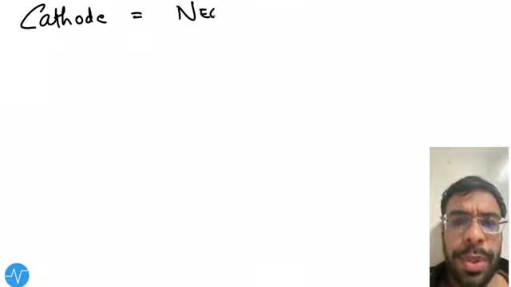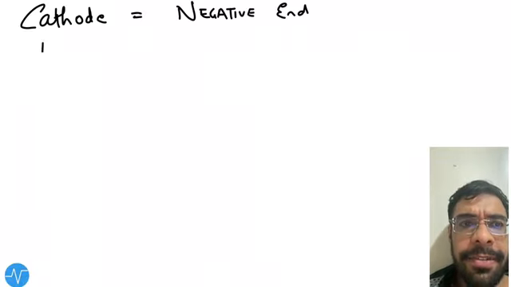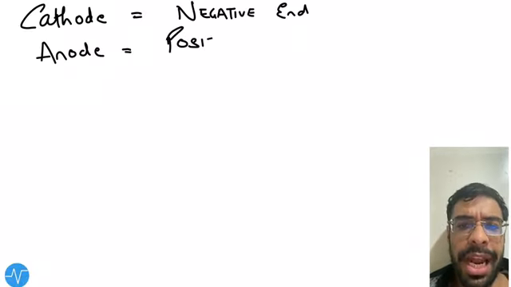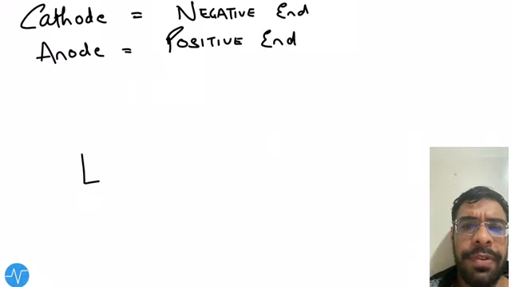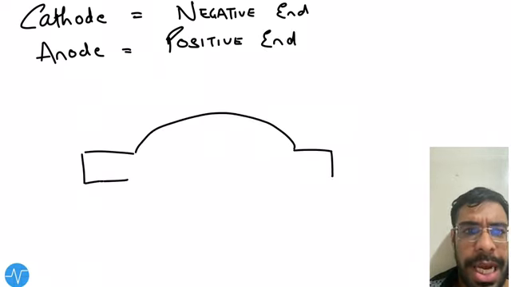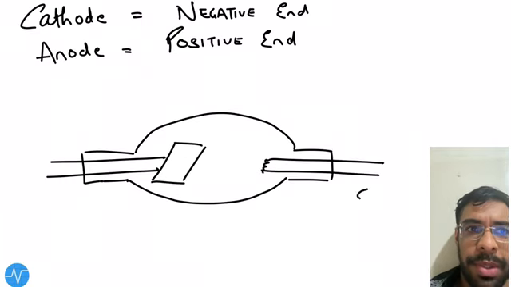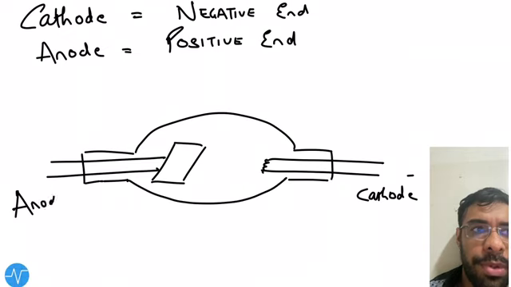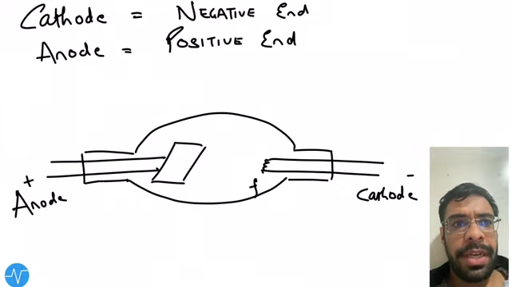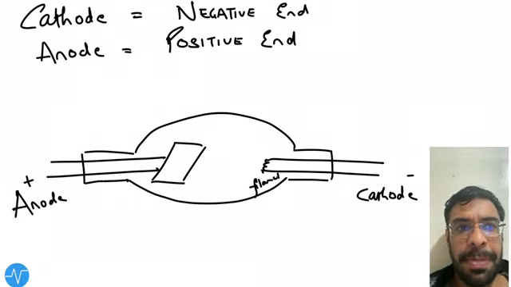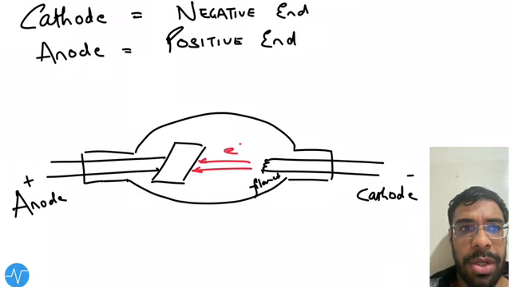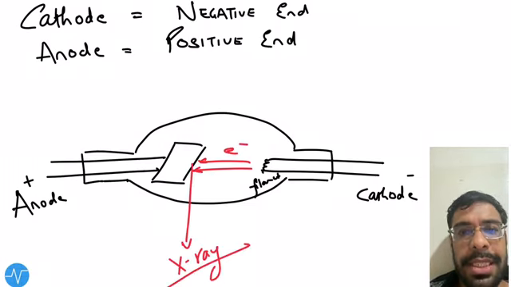Now cathode. Cathode is the negative end of the tube. Anode is the positive end of the tube. Let us draw the diagram. First we'll draw the glass envelope. Now anode, cathode, negative end, anode, positive end, filament, the spiral part of the cathode, electrons produced and then hit the anode and then X-ray is produced.